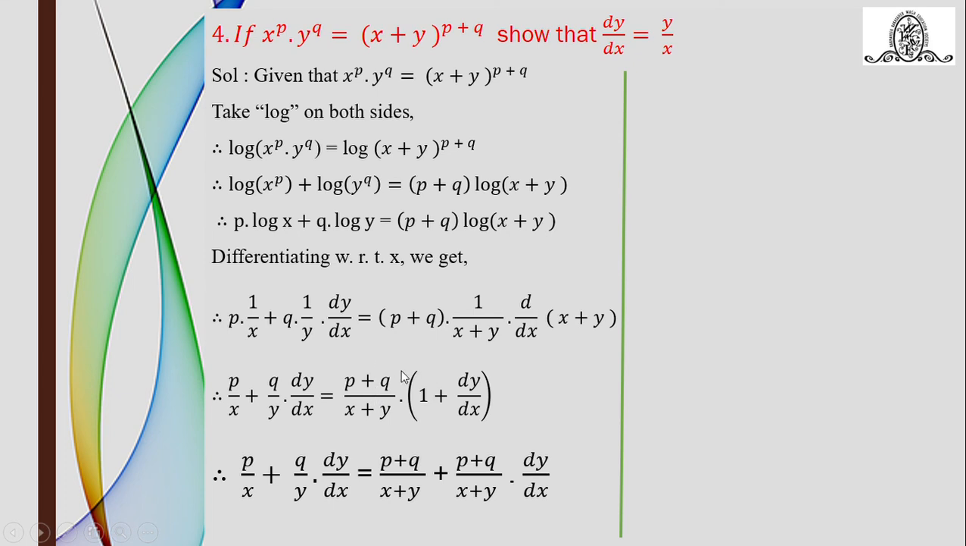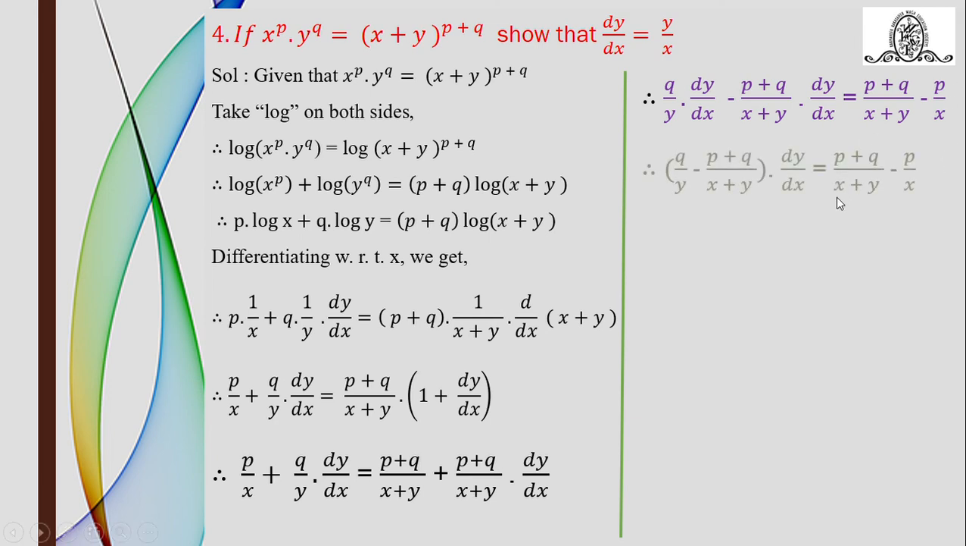Before that we have to open this bracket once again. So p plus q upon x plus y into 1, and p plus q upon x plus y into dy by dx, which gets multiplied with the dy by dx also. The left hand side is still there as it is. Now the two dy by dx terms are collected on one side: q upon y dy by dx and this p plus q upon x plus y dy by dx are collected on the left. The terms which are free from dy by dx, that is p plus q upon x plus y, this fraction remains as it is in the RHS, and this p upon x, free from dy by dx, gets shifted to the RHS, so it is minus p upon x.